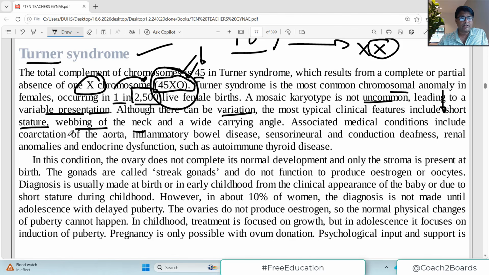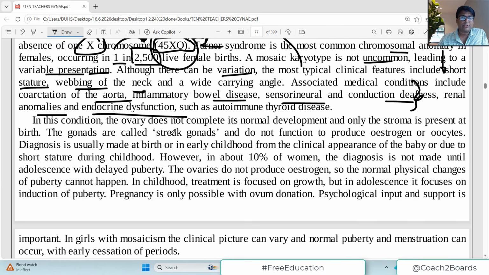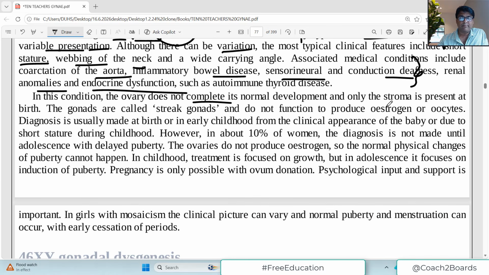Associated medical conditions include coarctation of aorta, inflammatory bowel disease, sensorineural and conduction deafness, renal anomalies, and all these can also be given in the examination. And if they are there and they are talking primary amenorrhea, then you are thinking about Turner syndrome. In this condition, the ovary does not complete its normal development and only stroma of the ovary is present. In fact, इसको हम कहते हैं streak ovaries. So जो normal Graafian follicle या follicle की development होगी, that does not happen, right?